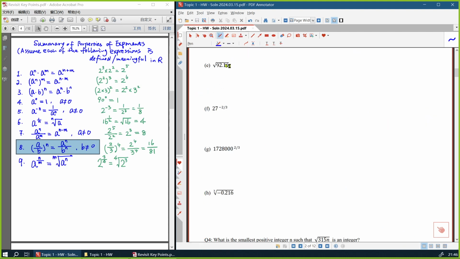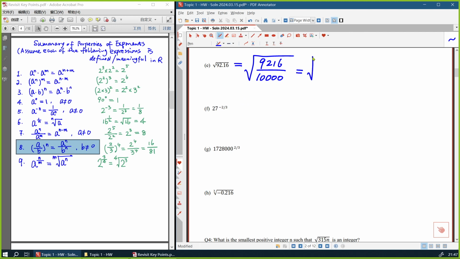Okay, next one. When you have the square root of a decimal number, usually we'll convert this number to a fraction, because at first glance, it's not very easy to find the square root of a decimal number, right? Unless you use a calculator. So this time we can convert it to a fraction first. 92.16 is actually 9216 over 10,000, right?